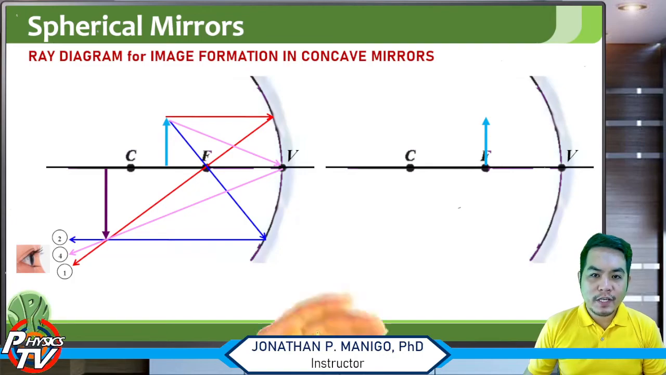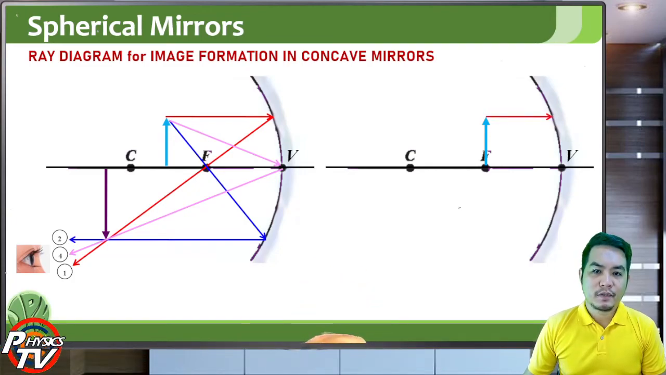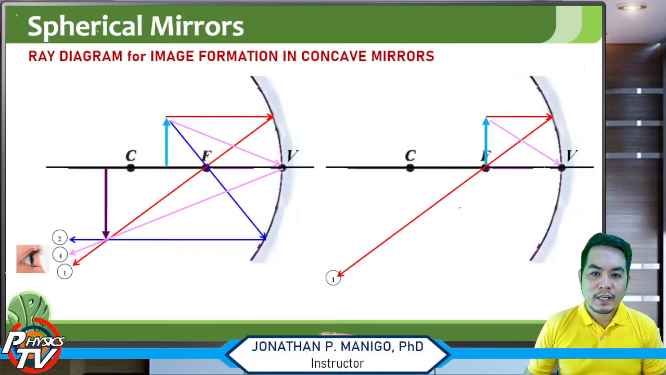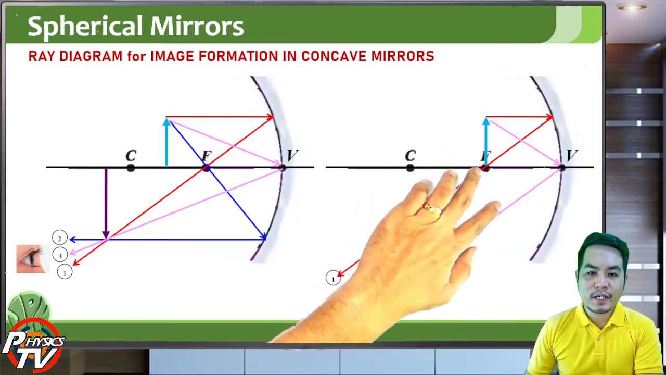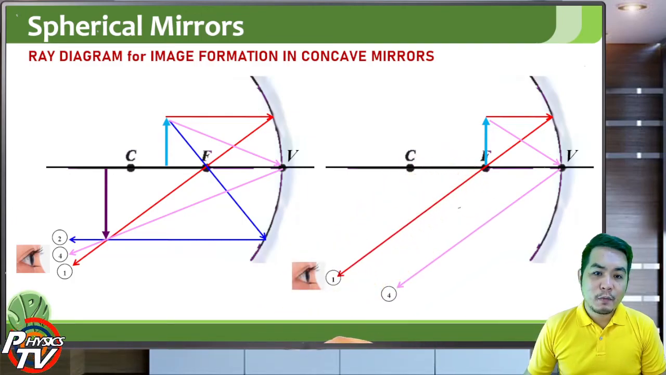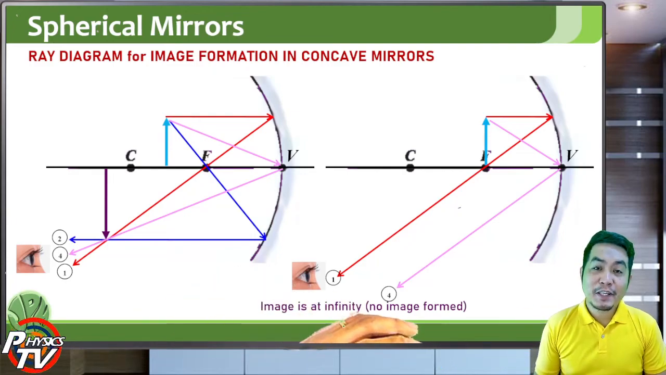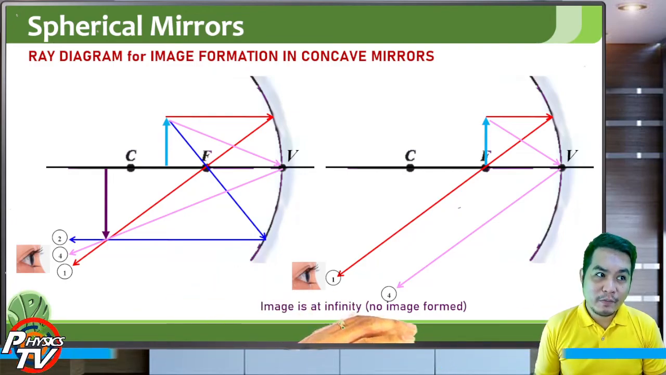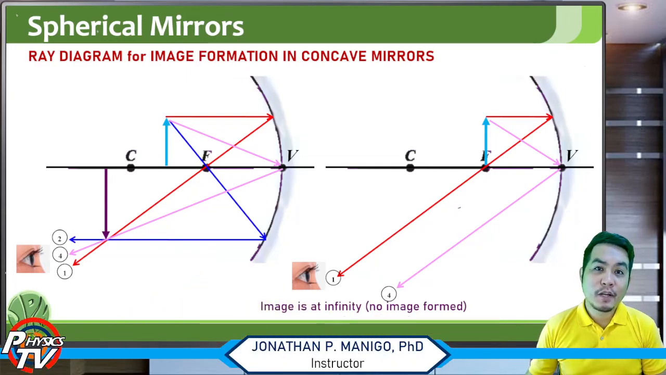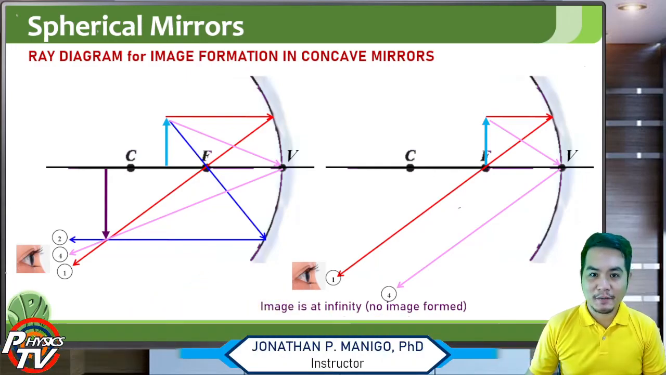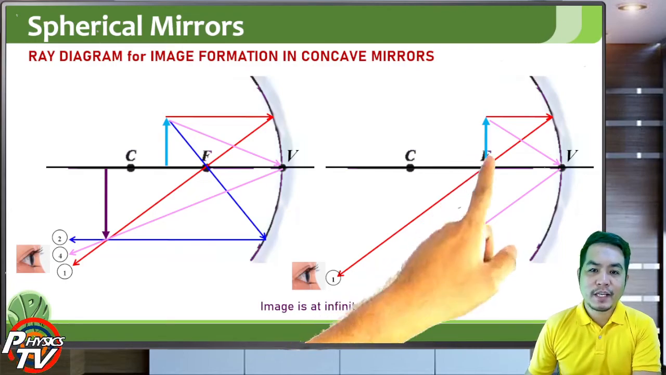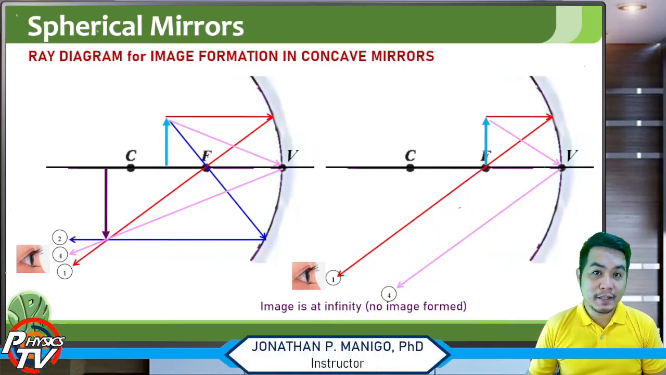For instance, the object is at the focal point. So what you will see is that's the primary ray, and that's the fourth ray, the ray passing through the vertex. And you will notice that these two rays are actually parallel to each other. And what you will see is an image at infinity, or basically when the image is at infinity, no image is formed. So the image is formed at infinity, meaning there's no discernible image that you can see when the object is placed at the focal point.